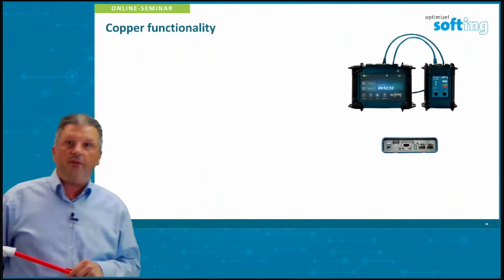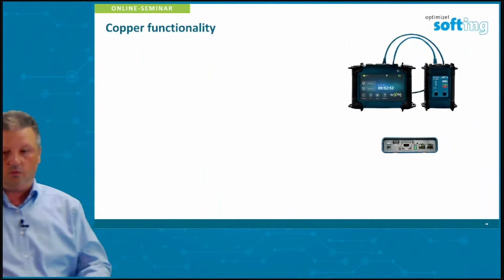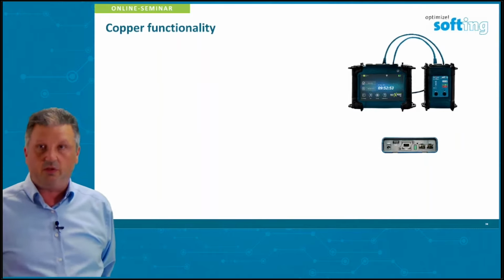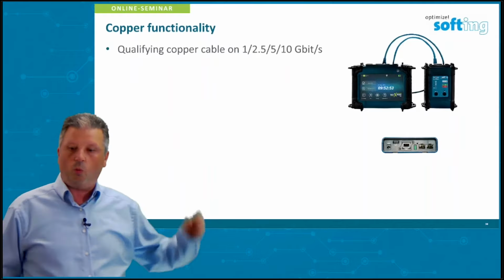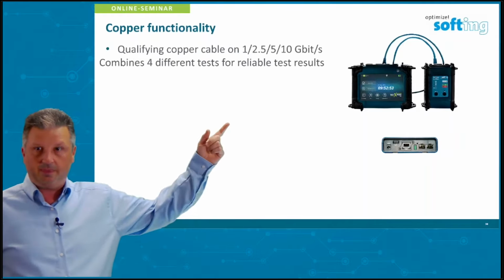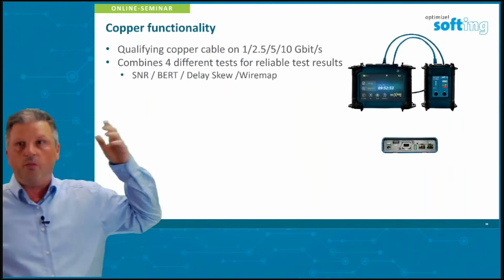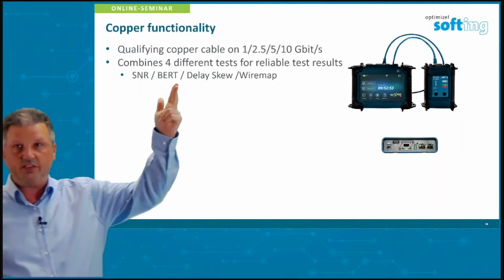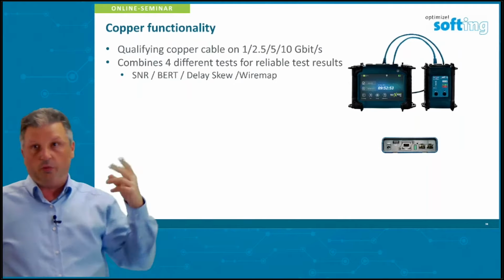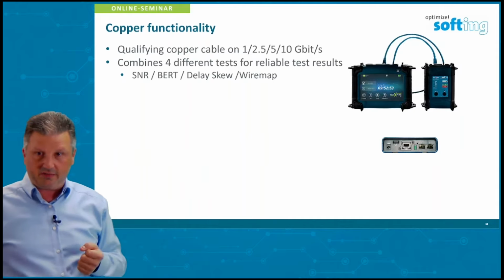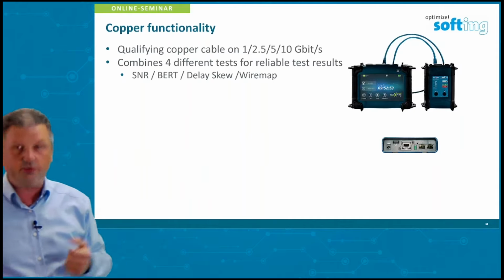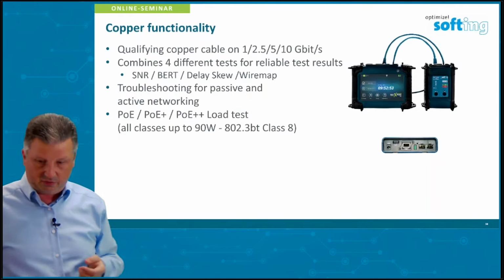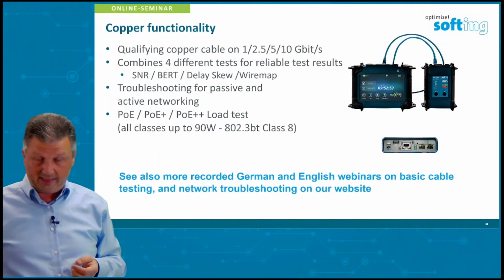So, for copper functionality on a qualifier, what do we need to measure from our perspective? For copper cablings, we want to see from 1 to 10 gigabit. This means we have to combine 4 different tests: SNR, BERT, delay and skew, and wire map. We want to do troubleshooting on passive and active networks, and also power over Ethernet measurements. It is a must to measure all the classes up to class 8, up to 90 watts.